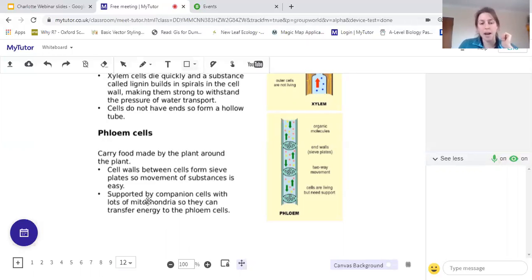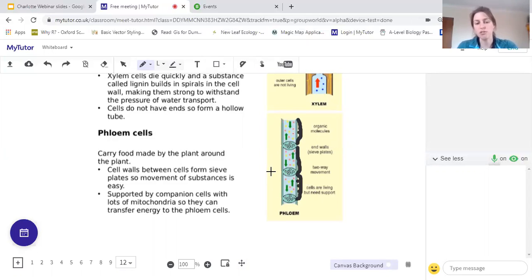They also have companion cells. So because they're a bit like a tube, they don't have many organelles within the cell, but instead they have companion cells alongside. So each of these would have a long companion cell along the side of it. And those companion cells have lots of mitochondria, and they can transfer energy to the phloem cell. So I'm going to draw one in. So companion cells are sort of here. They're very long, thin cells that form alongside. They'll have lots of mitochondria in them, all of those features of plant cells that we discussed. And they transfer energy to the phloem cell.